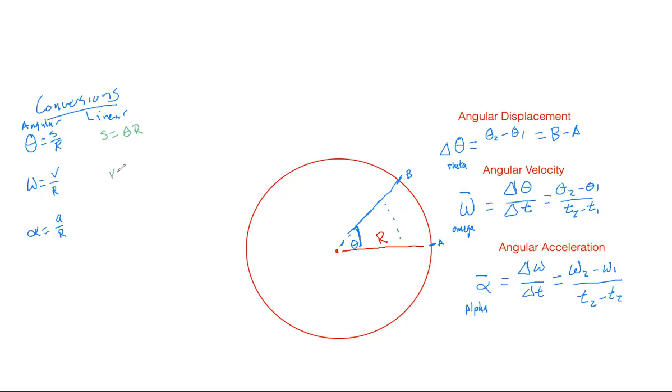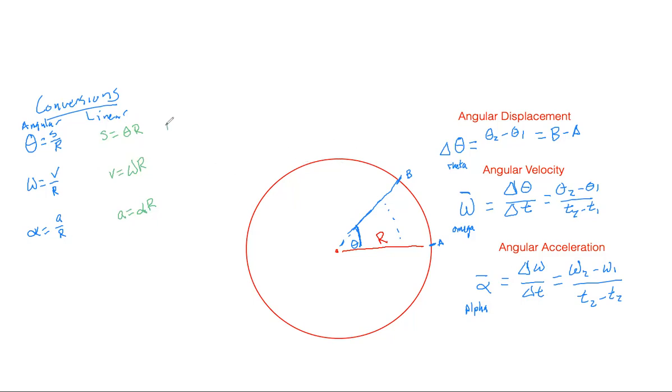And S is equal to theta R. V is equal to omega R just by algebra. And then A is equal to alpha R by algebra. I just do my algebra business and then I'm happy. Okay. So I have alpha R equals A, omega R equals V, and theta R equals S, S being the position around the edge.